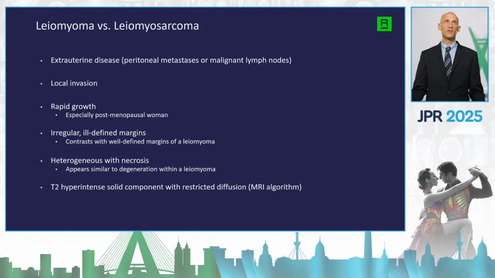If we see a tumor that instead of being circumscribed has invasive margins, starts to show locally invasive behavior, maybe invasion of a pelvic organ, that is going to raise our suspicion. If we see rapid growth, especially in a postmenopausal woman, if we see irregular, ill-defined margins, again, that doesn't seem to fit with what we expect for a leiomyoma. If we see heterogeneity, that can push us towards leiomyosarcoma, but there is overlap with degeneration. And then finally, there is an MR algorithm that we can employ that I will show you in a moment.